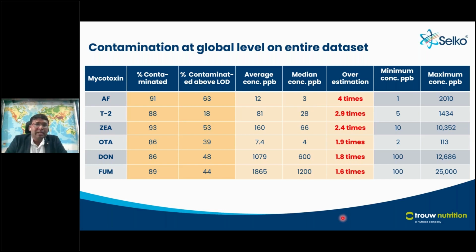T2, there was a 2.9 times overestimation, ZR 2.4 times, OTA 1.9 times, DON and fumonisin about 1.8 and 1.6. As you can see, for DON and fumonisin, you see less overestimation. It's because these are field mycotoxins, and in the field, the hotspot creation or variability in the data is less. That's why you see between the average and the median not a big difference. But when it goes to aflatoxin, OTA, and T2, ZR, they can be produced in storage also. That's why we tend to see a bigger overestimation.